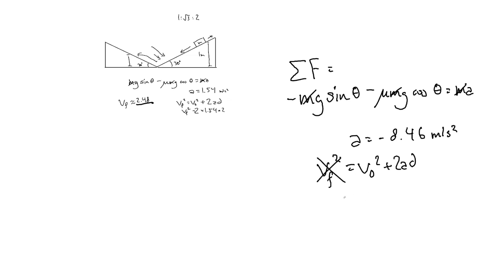So our initial velocity squared is going to be equal to, since we have a negative acceleration, 2 times a times d, with this being positive. So since we're trying to find our distance, d is going to be equal to v naught squared over 2a. Our v naught is actually going to be our vf from here. And so that is going to be equal to 2.48 squared divided by 2 times 8.46, right? And so that's going to give us a distance of around 0.36 meters, right?